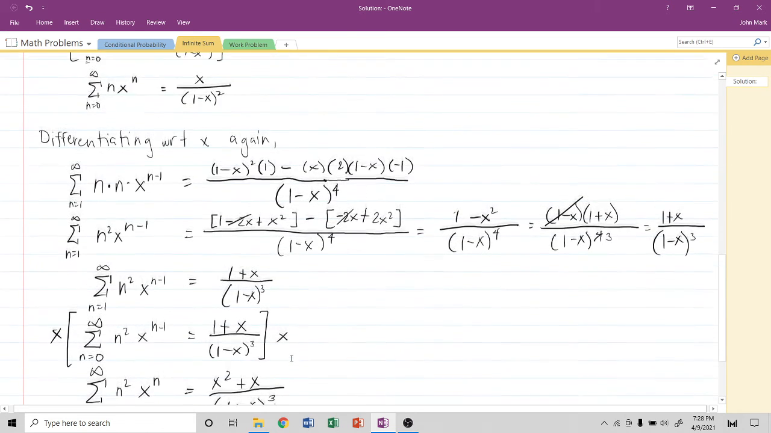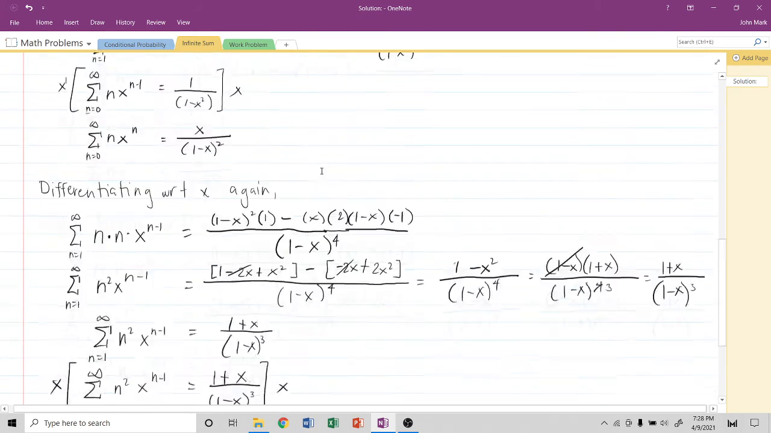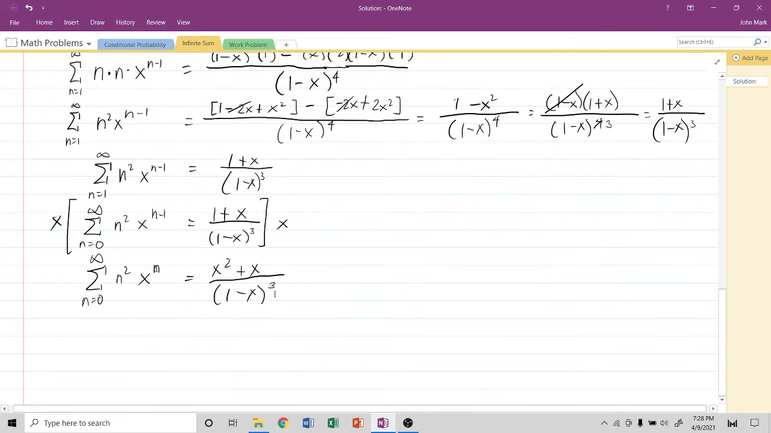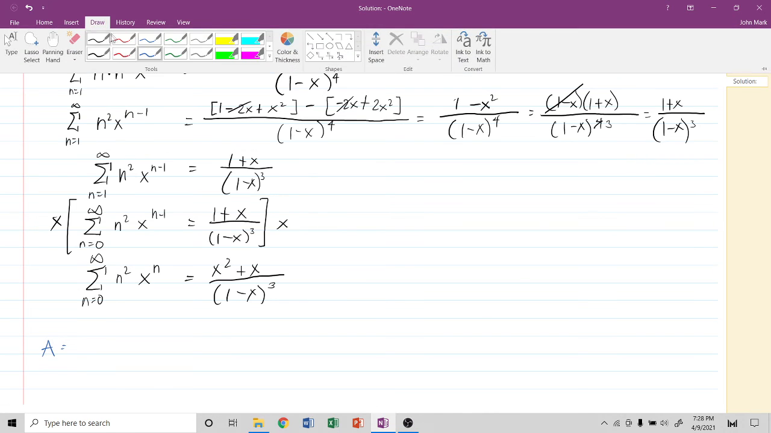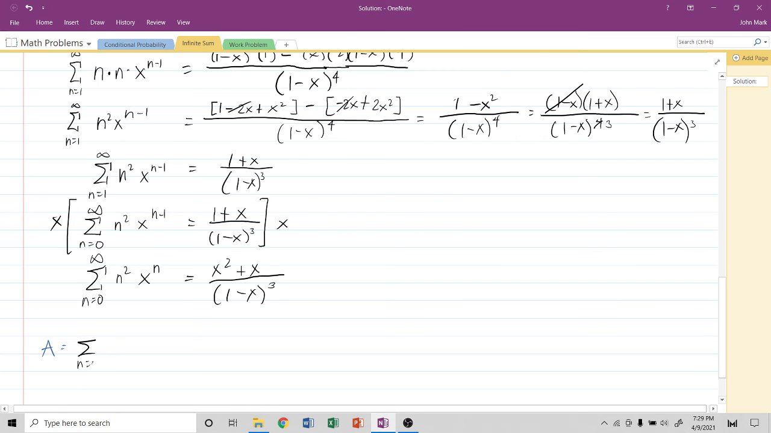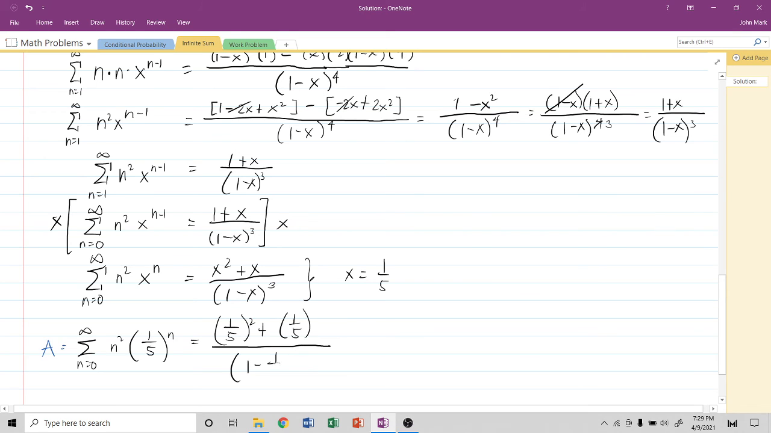Now, what is the implication of this? If we go back to our target term, our A term, let's copy the A term. A is equal to the summation from n equals 0 to infinity of n squared times 1 over 5 raised to n, which is just the same as this equation where x equals 1 over 5. So we substitute x equals 1 over 5 to this equation to get the value of A. So we have 1 over 5 quantity squared plus 1 over 5 all over 1 minus 1 over 5 quantity cube. So that's how simple we can calculate A.